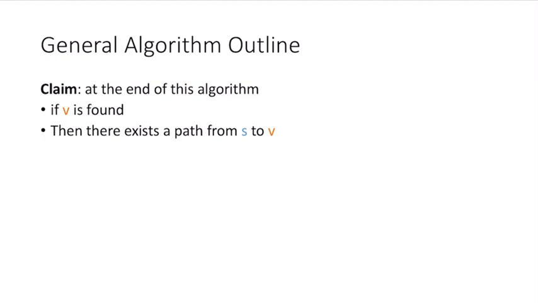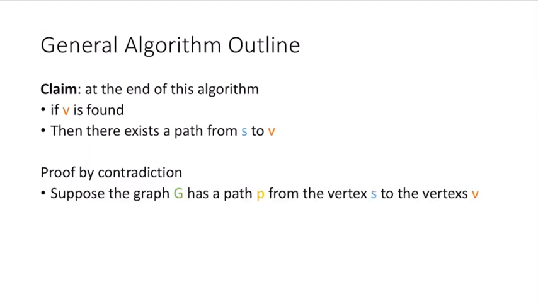All right, so let's do a quick proof of this. Does this actually work? So my claim here is that at the end of this algorithm, if a vertex is found, then there exists a path from S to V. That was our definition for two vertices being connected or being findable from one another. Let's do this by a pretty quick proof by contradiction. Let's suppose that the graph has a path from the vertex S to the vertex V. So we have our vertex S, and somewhere down the line, we have a vertex V. So maybe somewhere in the middle there, we go to X, and then we go to Y, and maybe there's some vertices in between, and then we get to V.